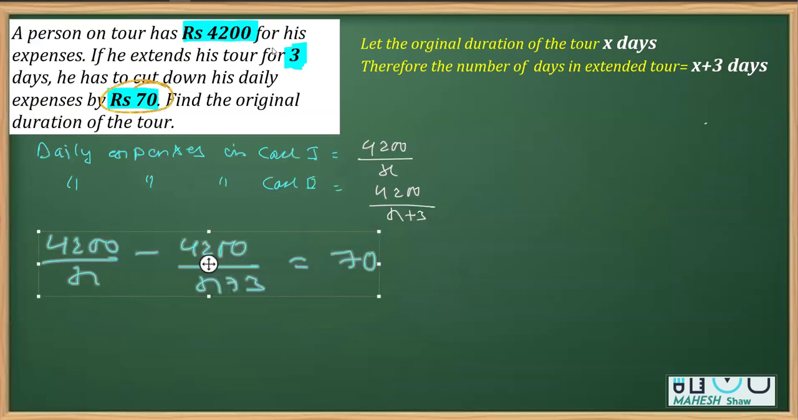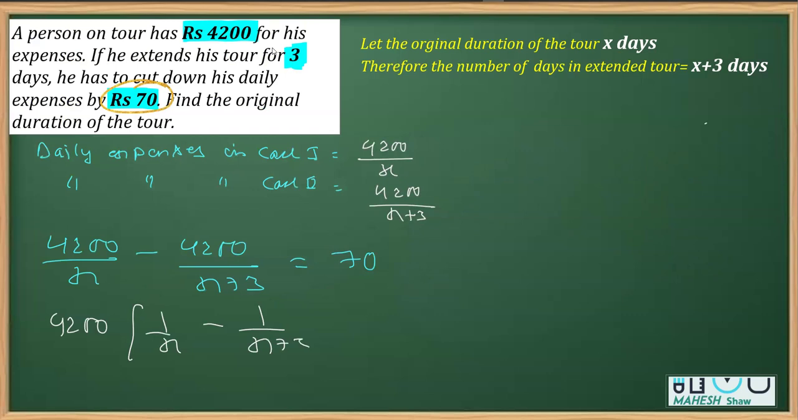Now let's see what I'm going to do. First, I'm taking LCM here, or we may take 4,200 as common. That's the best way we can do. So this is 1 over X minus 1 over X plus 3 is equal to 70. Next, I'm transposing this 4,200 to the other side. If I transpose it, it should be divided, so we get 70 over 4,200.